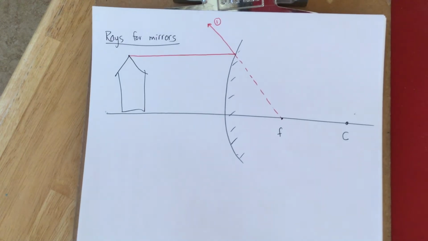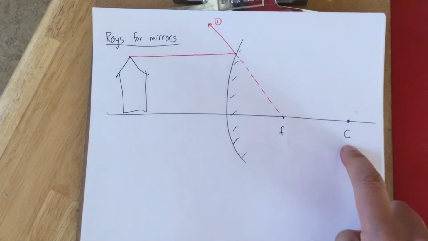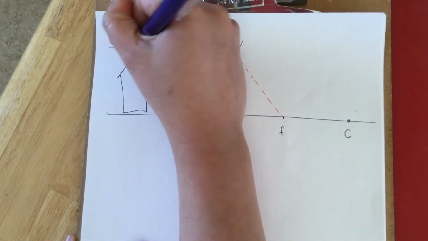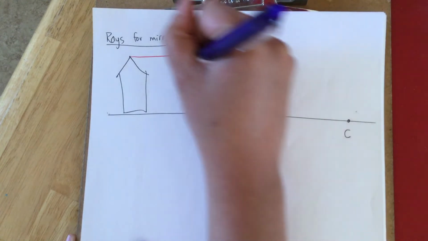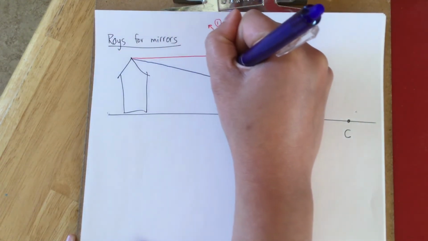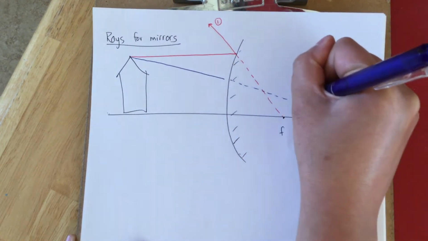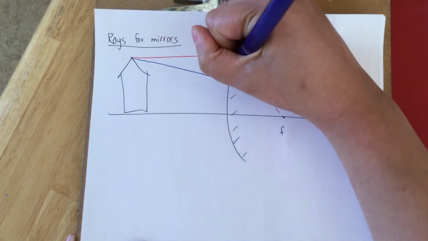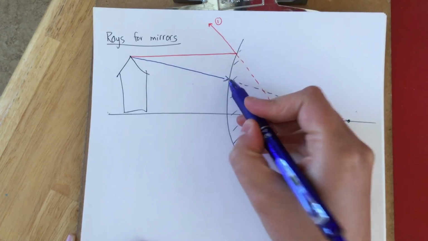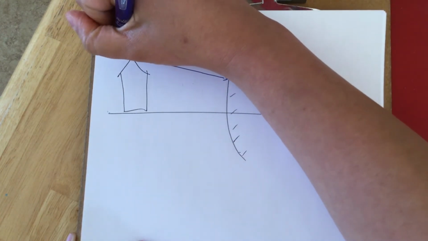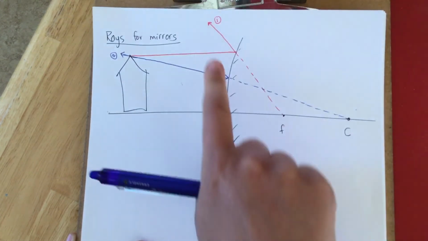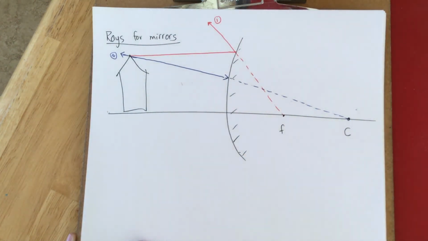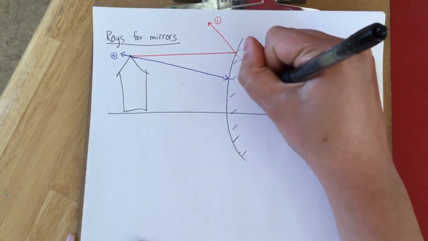Ray 2 leaves the top of the object and goes towards the center of curvature. Now, it doesn't actually meet the center of curvature, and why that is, the mirror's in the way. The ray goes towards the center of curvature, hits perpendicularly to the mirror surface, and then bounces right back off from where it came. And notice that my real rays, ray 1 and ray 2, don't meet up in real life. Our brain only thinks that they've come from back here.